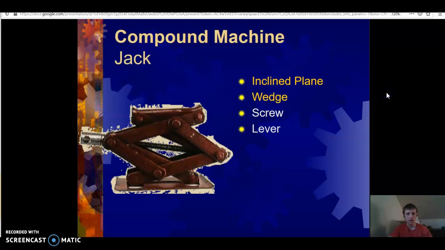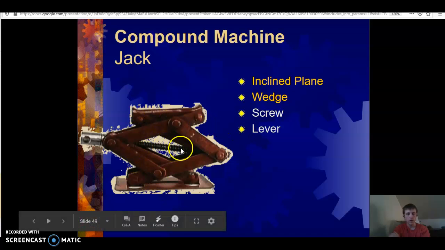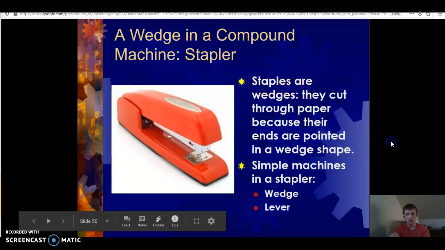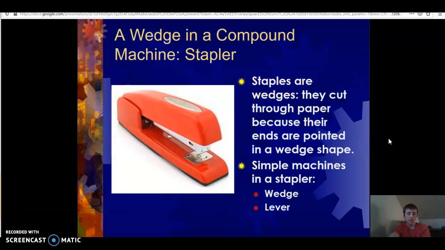You can think about a car jack, which is a combination of an inclined plane, a wedge, a screw, and a lever. The lever happens at each of these joints. You have an inclined plane at the top. There's a screw right in here. And it all works beautifully together to jack up your car. For a stapler, each staple is its own little wedge. And the top of your staple, when pressed down on, acts like a lever. So all sorts of good things going on here.